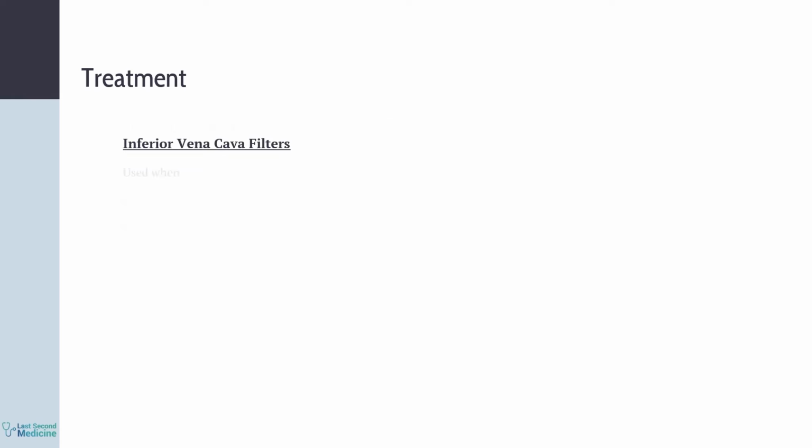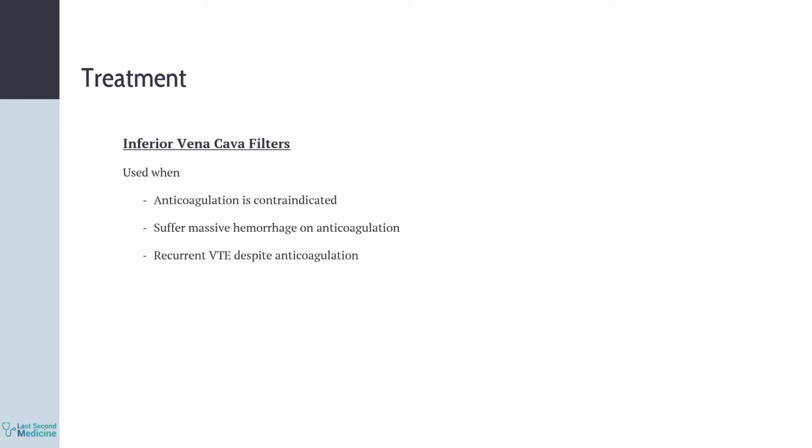In cases where anticoagulation is contraindicated, or patients who have either suffered a massive hemorrhage on anticoagulation or recurrent VTE despite anticoagulation, consider the placement of an inferior vena cava filter. Retrievable inferior vena cava filters are particularly useful in individuals with temporary risk factors. The inferior vena cava filter should be used only until anticoagulation can be safely initiated, at which time the filter should be removed if possible.